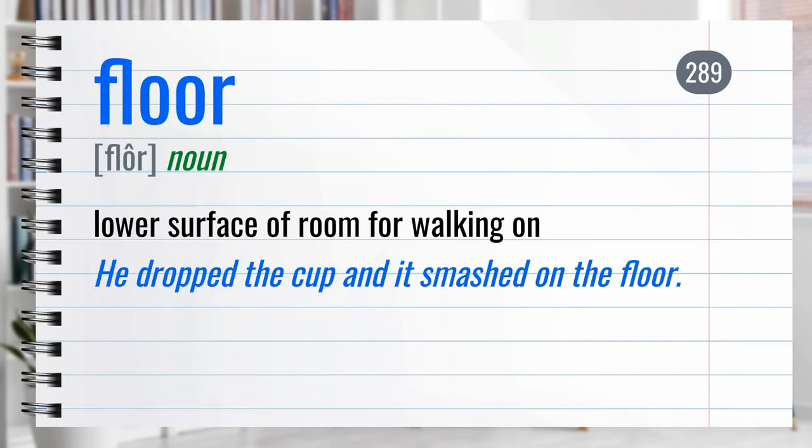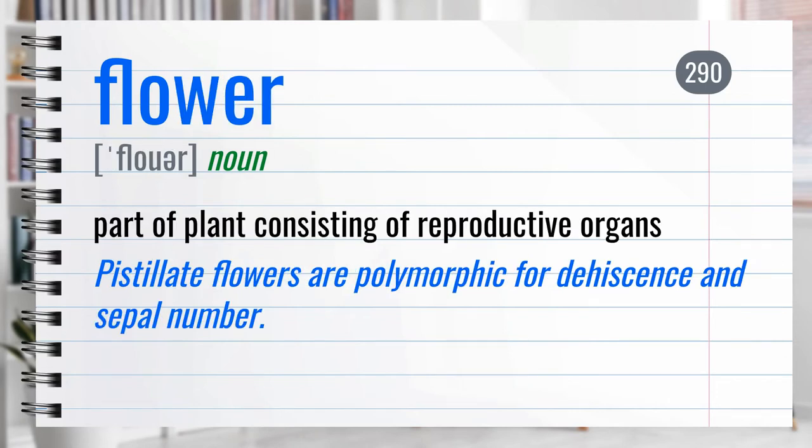Floor. Floor means lower surface of room for walking on. For example, he dropped the cup and it smashed on the floor. Flower. Flower means part of plant consisting of reproductive organs. For example, pistillate flowers are polymorphic for dehiscence and sepal number.